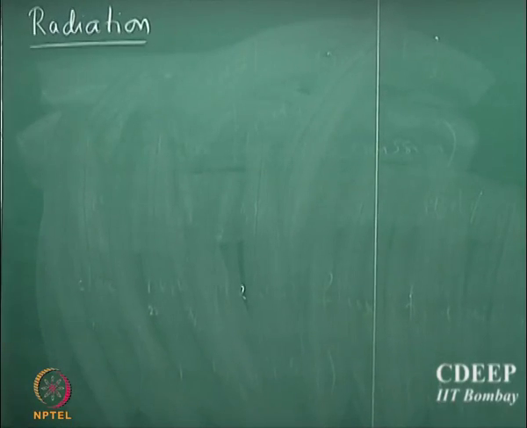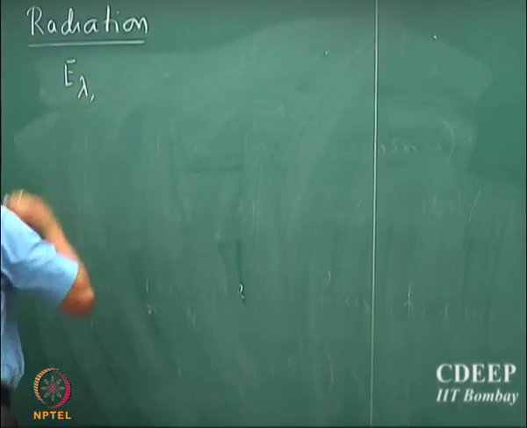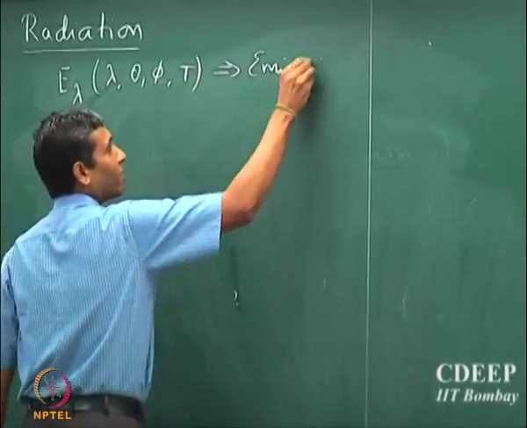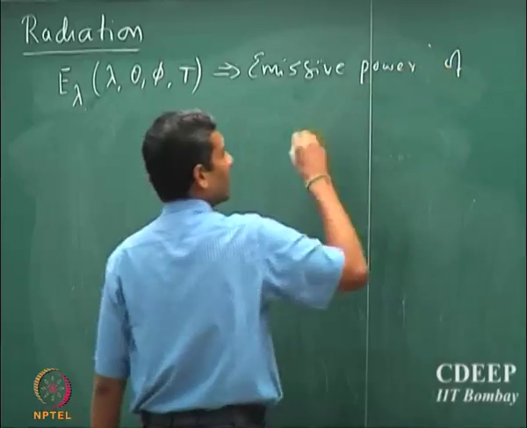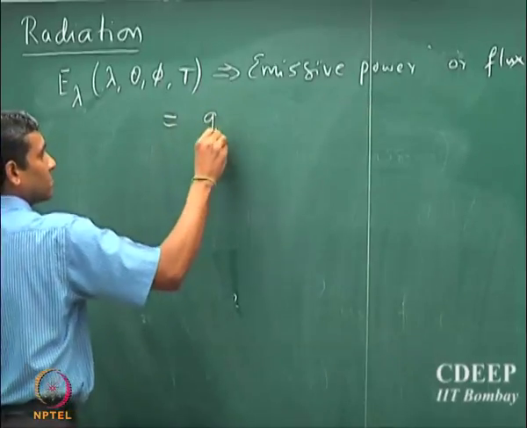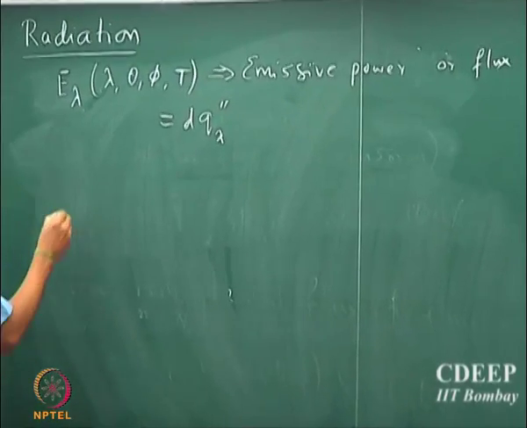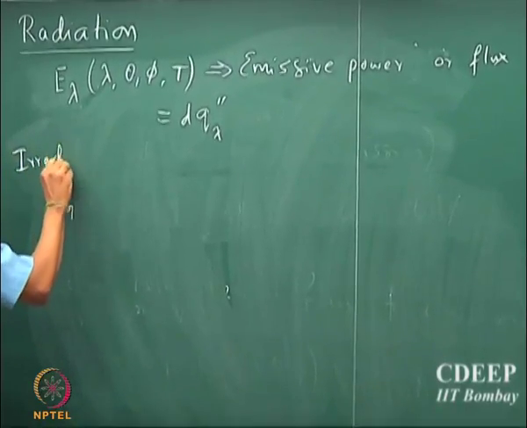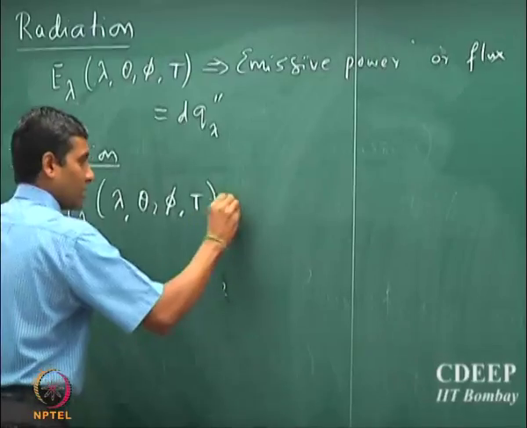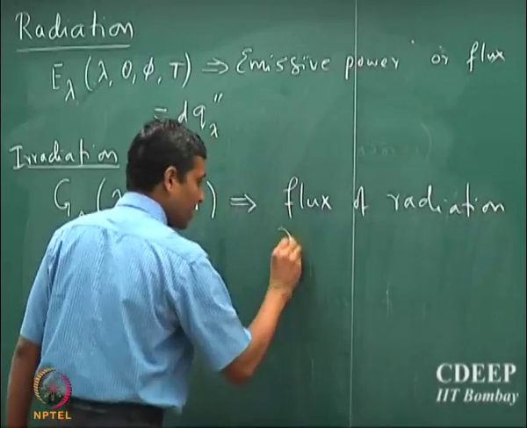Alright, so the general symbol that I will use, which is consistent with your text, is for emission I will use the symbol E, okay. So, that is a function of theta, phi and temperature. So, this is the emissive power or flux, you could call either of them. And that is nothing but dq lambda double prime, okay. So, that is the definition of emissive power. Similarly, one could define irradiation, okay. I will explain in a minute what is irradiation. So, this is the flux of radiation received by a surface.